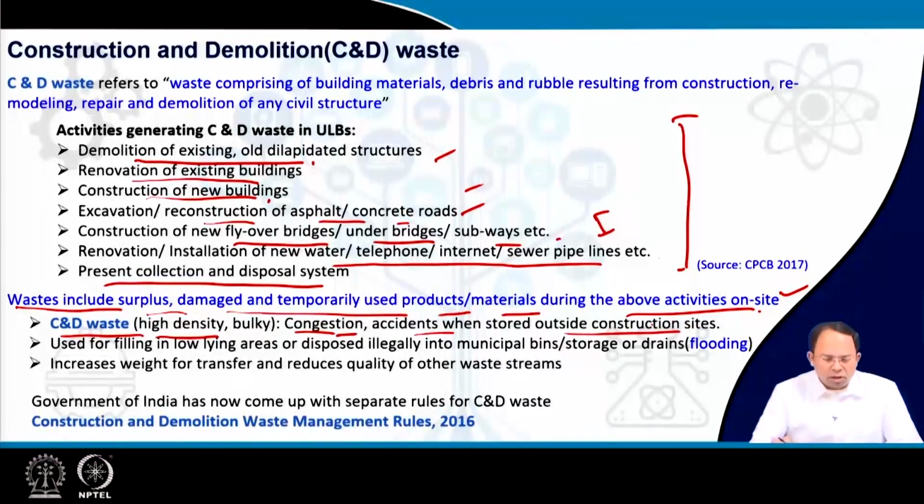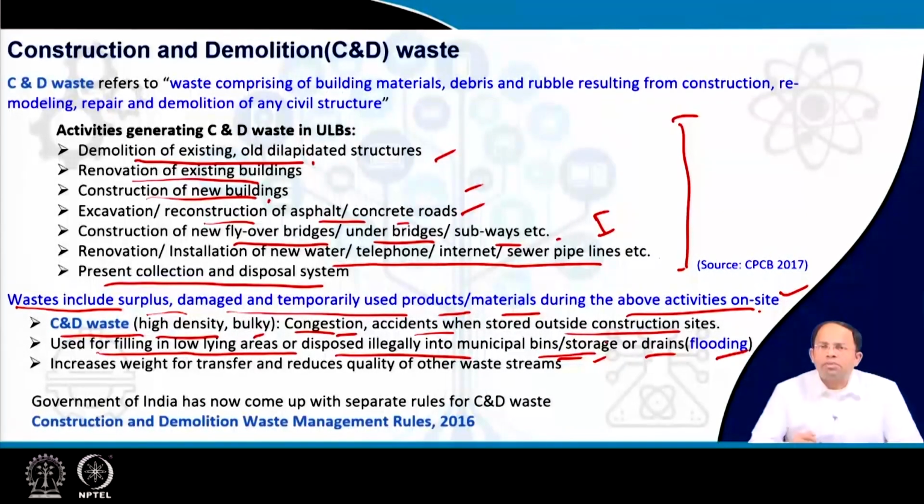And it will not only lead to accidents. When you are storing this kind of garbage outside, the drains also get blocked. Either the drains get blocked by storing this waste, or if it's used for filling up low-lying areas, or disposed of illegally inside municipal bins and storage, or in drains themselves, it will lead to flooding and so on. If you illegally dispose of this waste, because of its heavy, bulky nature, it will complicate every stage. For example, if it's put in municipal storage bins, we are not planning our municipal garbage collection system based on this kind of garbage.